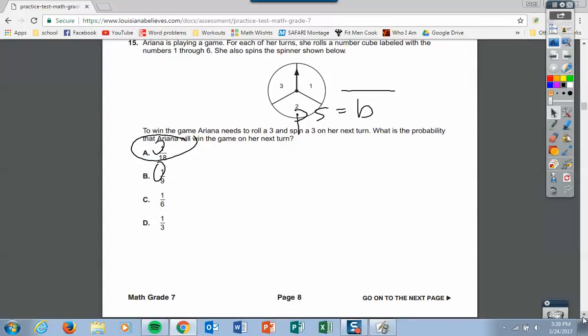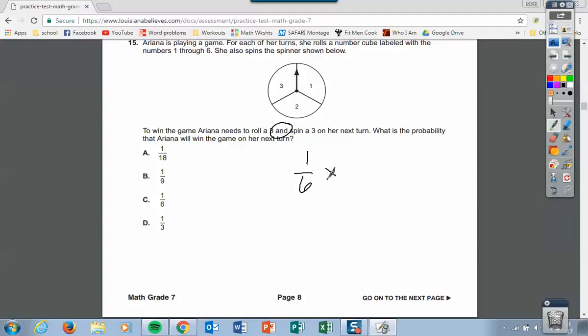Ariana's playing a game. For each of her turns, she rolls a number cube labeled with the numbers 1 through 6. She also spins the spinner shown below. To win the game, Ariana needs to roll a 3 and spin a 3 on her next turn. What's the probability that Ariana will win the game on her next turn? Well, the probability that she rolls a 3 is 1 out of 6. 6 sides, 1 three, 1 out of 6. When I see this word and, I'm actually going to multiply these. And the probability of getting a 3 on the spinner is 1/3. So that means that I'm going to get 1 out of 18.